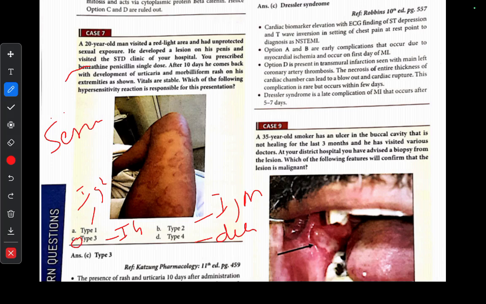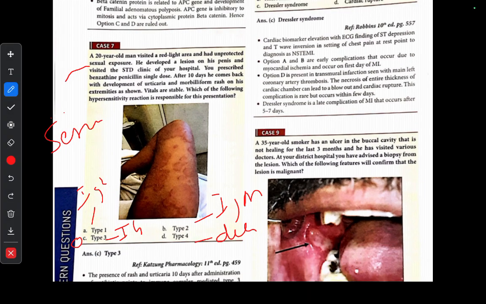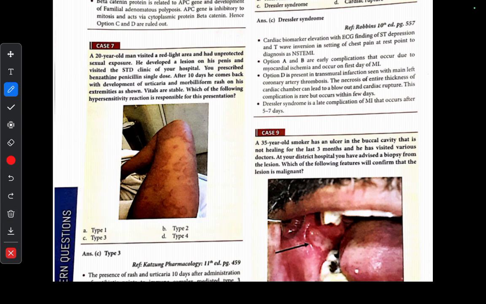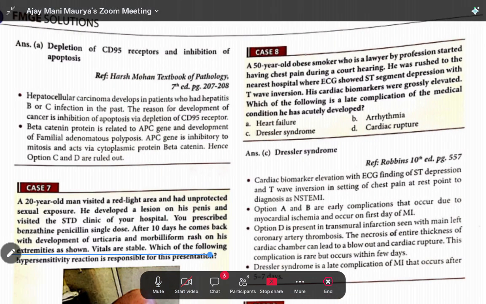When it is type 2, it is the antigen antibody. Whenever you see any injectables they are giving, you are going towards type 3. Okay? Done. Next one. 8th question. Done.